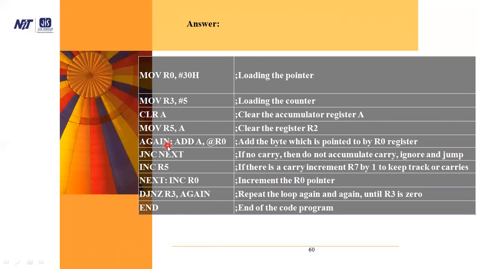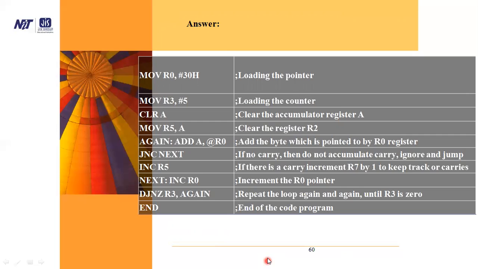MOV R0, #30H, loading the pointer. MOV R3, #5, loading the counter. CLR A, clear the accumulator register A. MOV R5, A, clear the register R5. Again ADD A, @R0, add the byte which is pointed to by the R0 register. JNC next. If there is no carry, do not accumulate the carry.